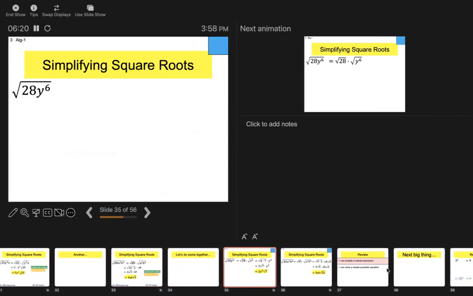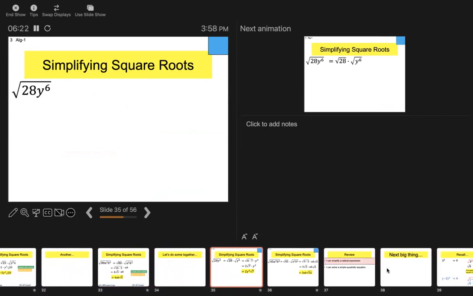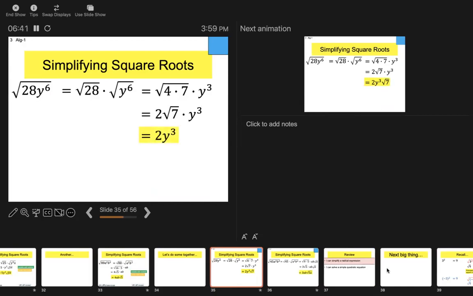All right, so let's see, 28. That can be written as 4 times 7. Y to the 6 is even. Take half of that and we get y to the 3rd. The square root of 4 is 2. Outsides with outsides, that would be 2 times y to the 3rd. That's 2y to the 3rd, and the square root of 7. There are no insides to multiply. Sometimes you don't have any outsides. Sometimes you don't have any insides.